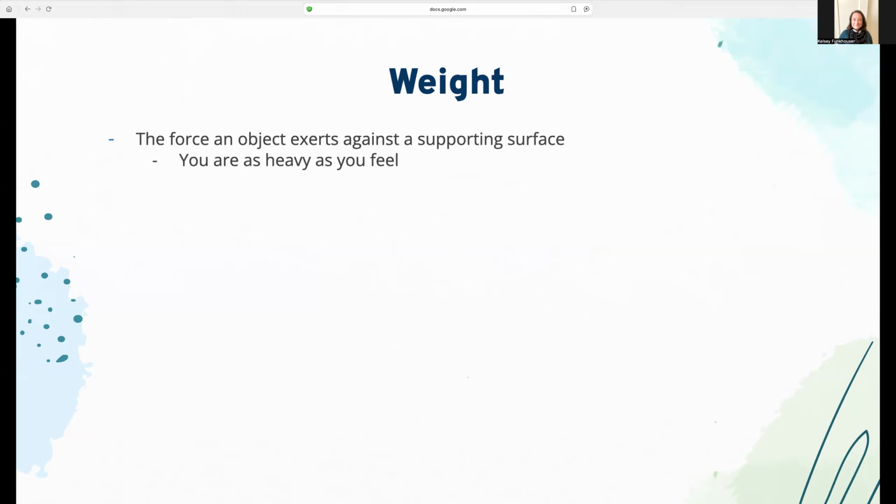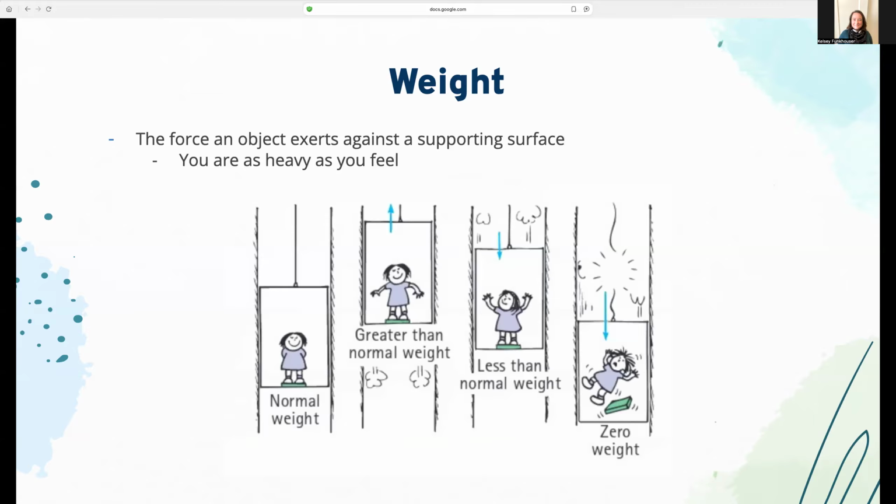So we can look at this example of someone standing on a scale in an elevator. When the elevator is moving at constant speed, so that's this one, that normal weight is telling us there's no acceleration in the vertical direction. So this would be like when your scale's in your bathroom instead of in the elevator. The scale's just going to read your weight as it normally would be.